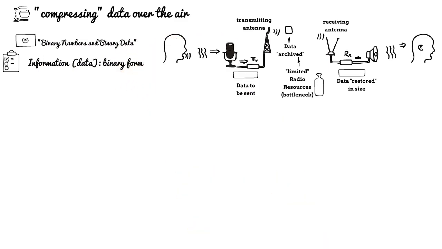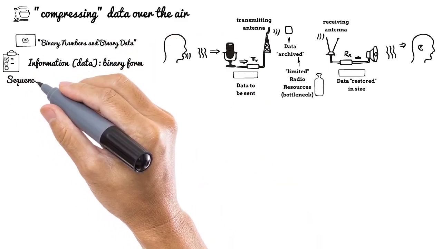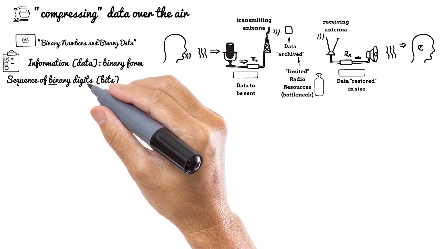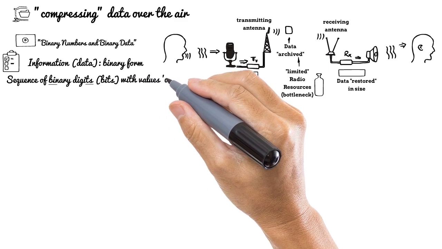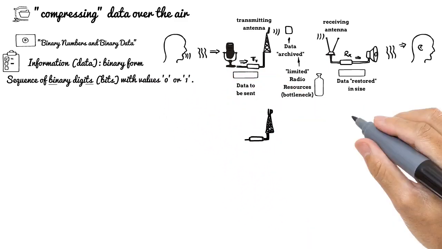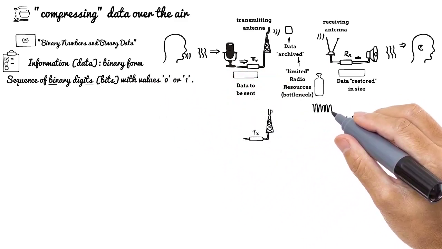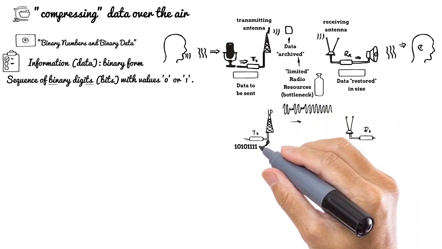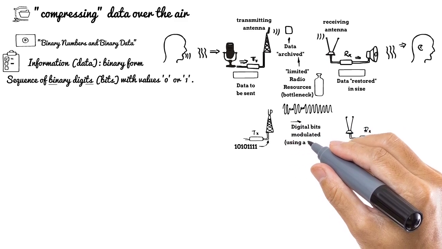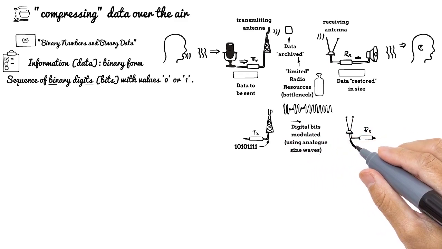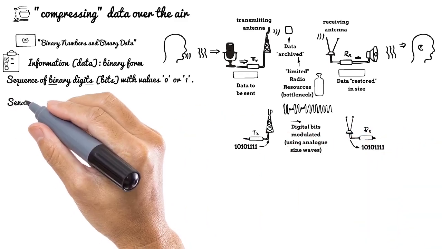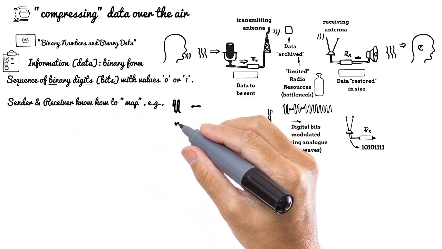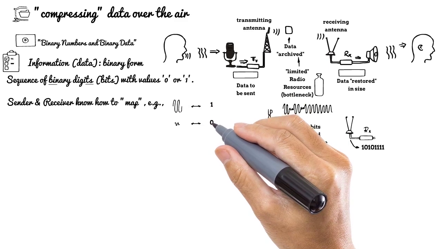In short, any information can be coded by sequences of binary numbers, which can be only in two states and represented by two values, marked by convention as 0 and 1. Over the air, we can send only an analog signal in the form of sine waves. Digital bits are modulated, meaning represented over the air using analog sine waves. And both sender and receiver know how to map or correlate the modulated analog signal to digital bit 0 or 1.